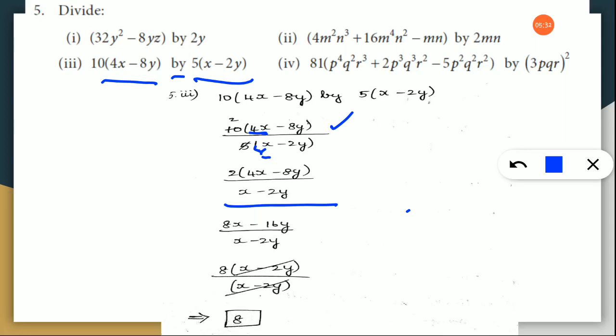Next, what are we going to do? We are going to expand it. So, I am going to bring this 2 inside. For that, what should I do? First, 2 into 4x will give us 8x. And then again, 2 into minus 8y will give us minus 16y. Okay? And the denominator value is x minus 2y.